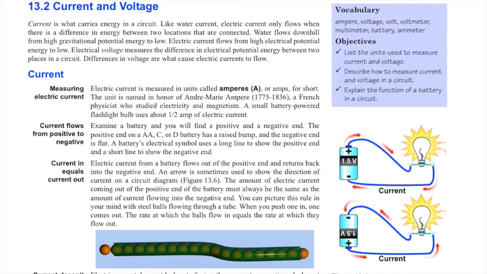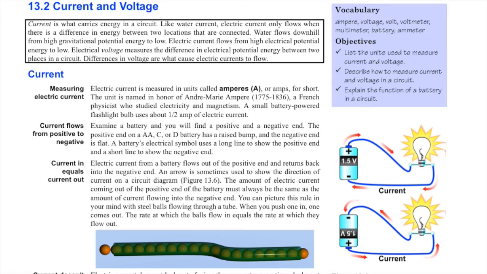Section 13.2, Current and Voltage. The vocabulary for this section is ampere, voltage, volt, voltmeter, multimeter, battery, and ammeter. Our objectives are to list the units used to measure current and voltage, to describe how to measure current and voltage in a circuit, and to explain the function of a battery in a circuit.